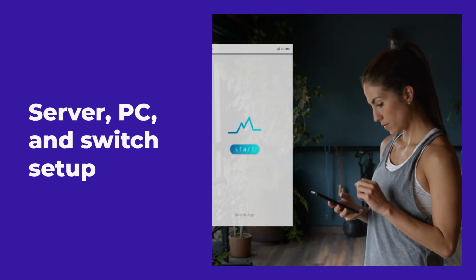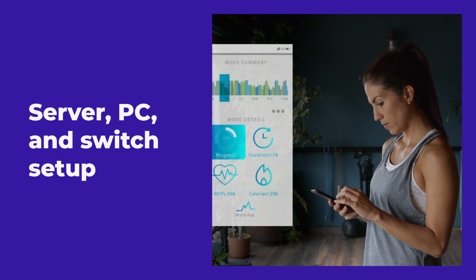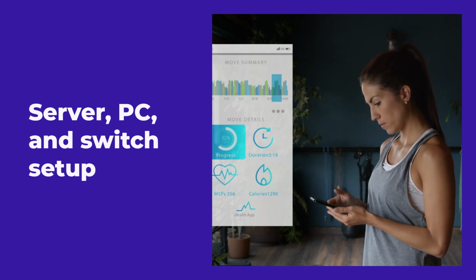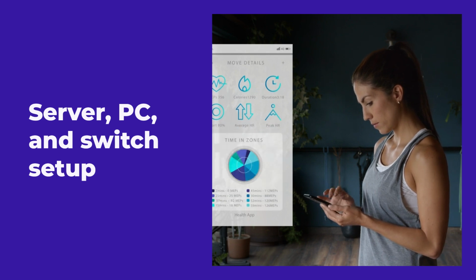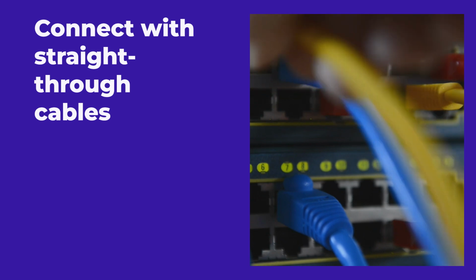Begin by opening Cisco Packet Tracer. Create your network topology with 3 key devices: a server, a PC, and a switch. Drag them onto the workspace. Connect the server and PC to the switch using straight-through cables. These connections form your foundation.